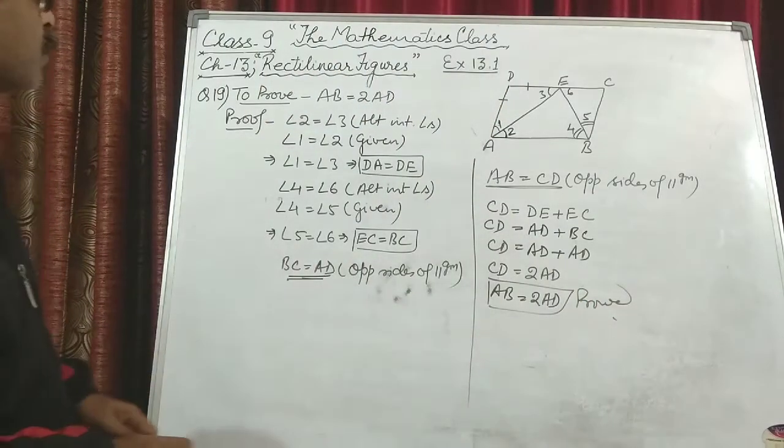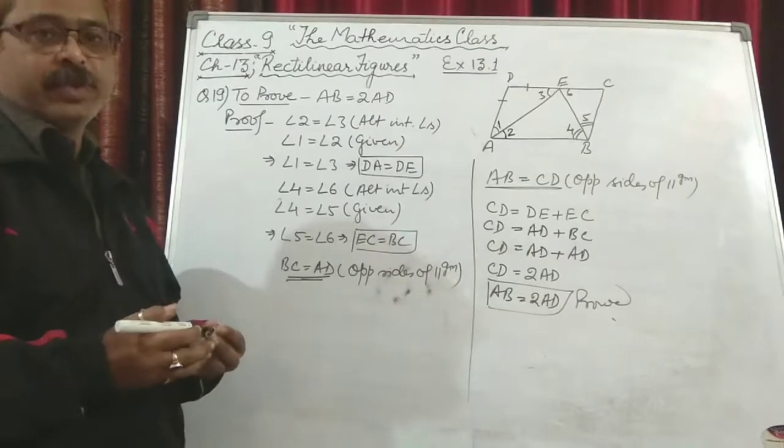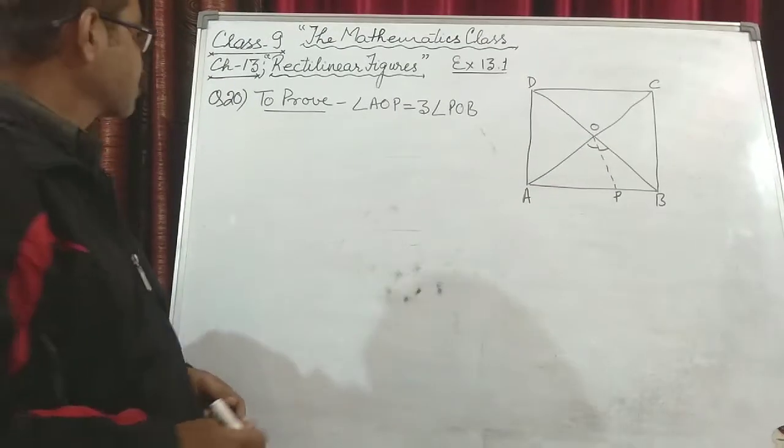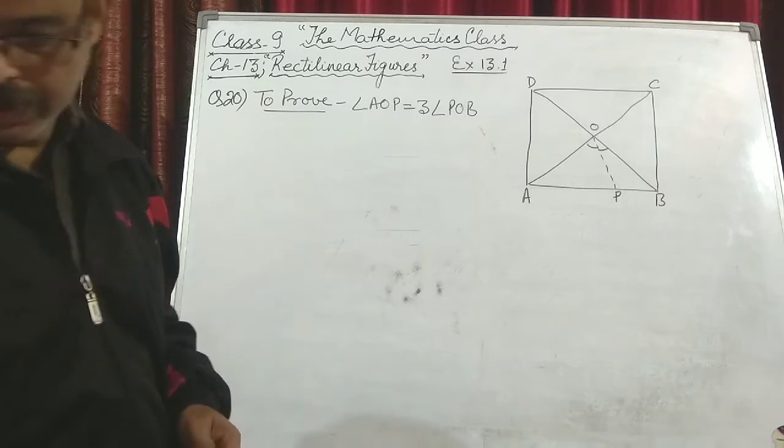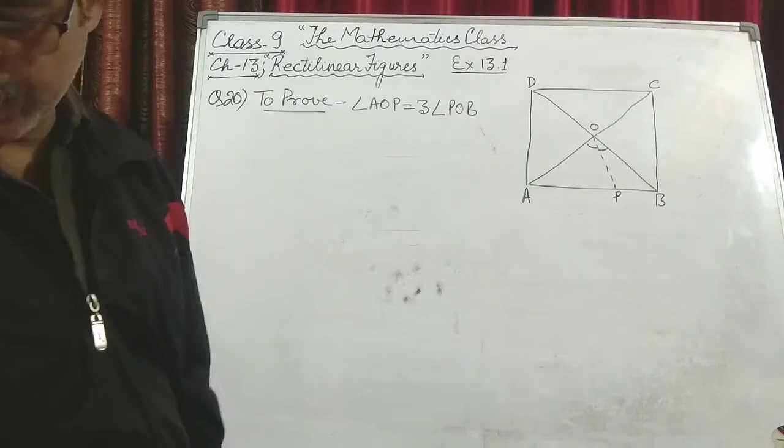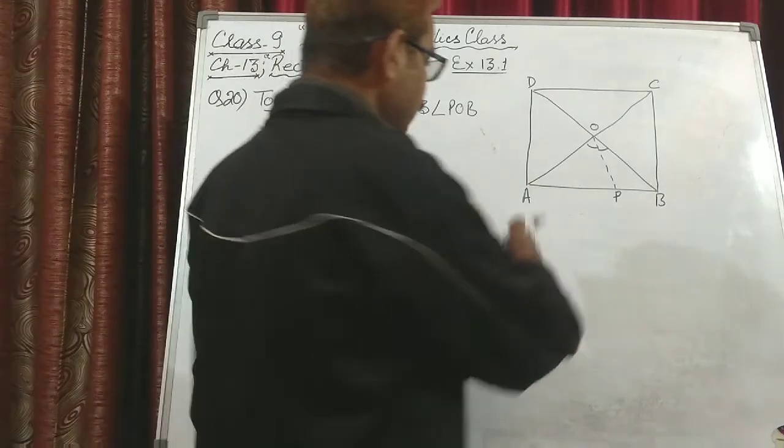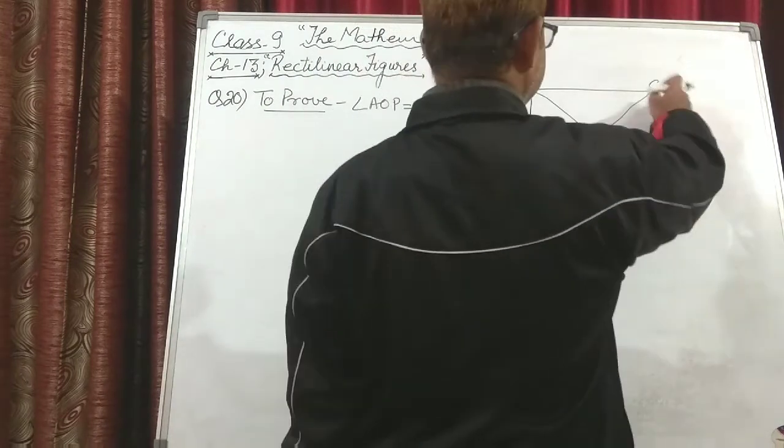So now we move on to question number 20. Next question is question number 20. In this, what do they say? ABCD is a square and the diagonals intersect each other at O. So I have made a square ABCD.